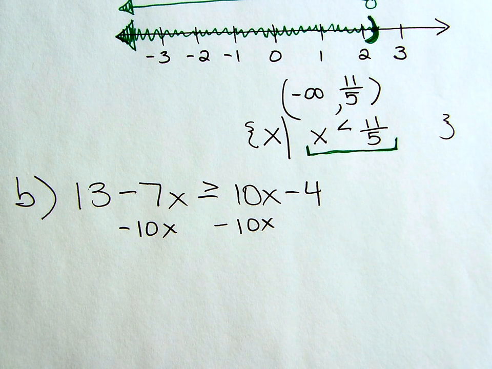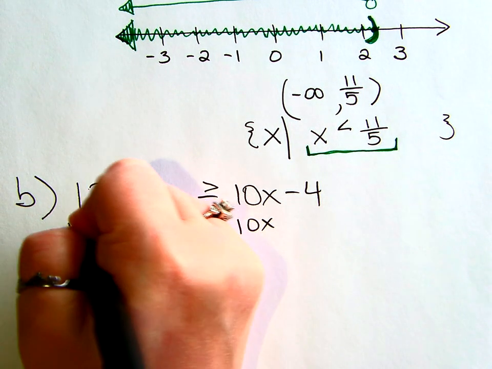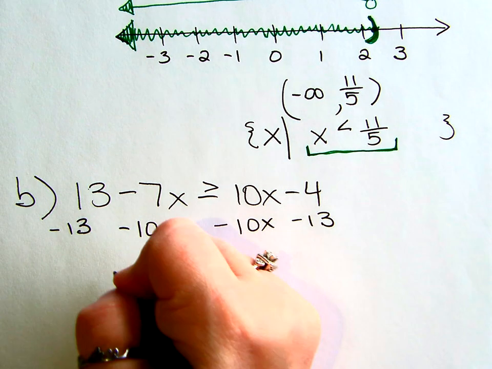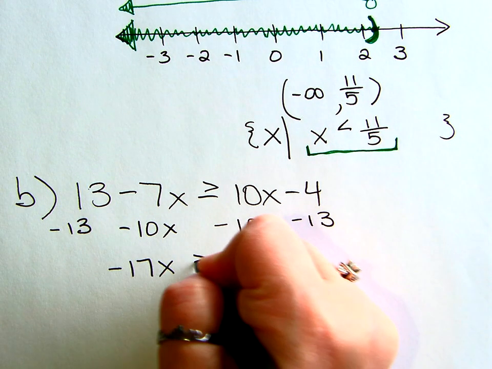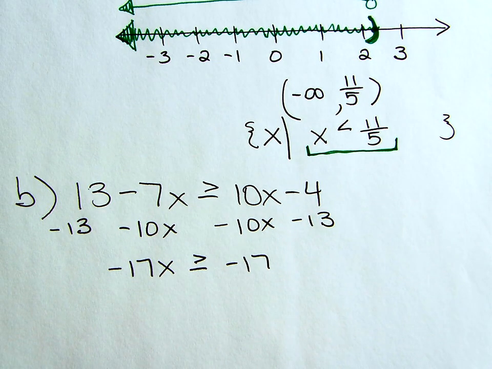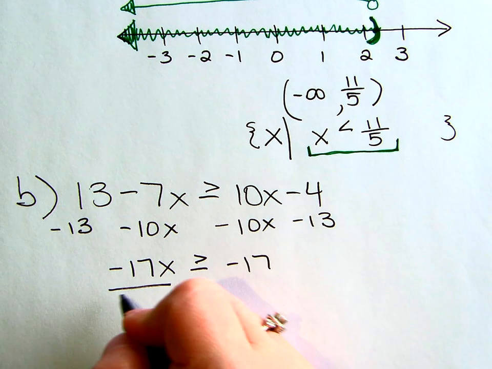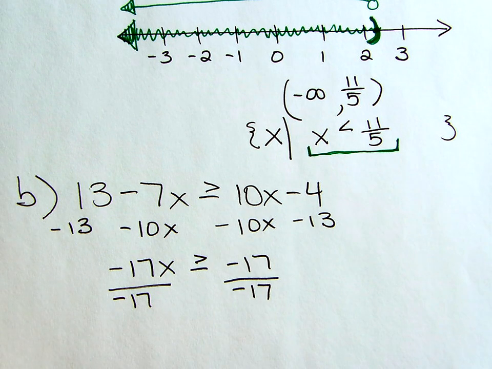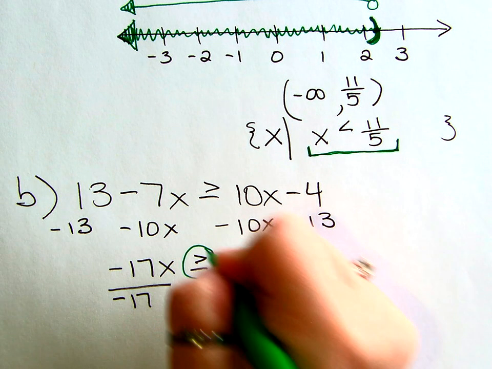But I want to show you what happens when we have to do that multiplying or dividing by a negative number. I'm also going to subtract my 13 over to the other side. So that I have negative 17x is greater than or equal to negative 17. To get x by itself, I would divide both sides by a negative. This is the first time, at least in this class, that you've seen we're dividing by a negative across our inequality. So we're going to have to flip our sign around.